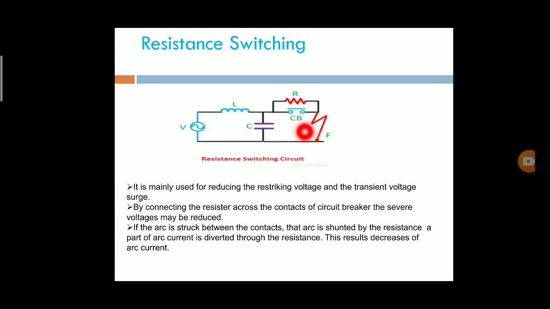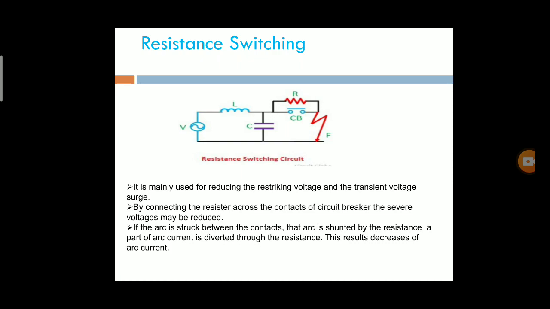When a fault is obtained, the contacts of the circuit breaker automatically open. If the contacts of the circuit breaker are open, then an arc is struck between the contacts. That struck arc will also link through this resistance.